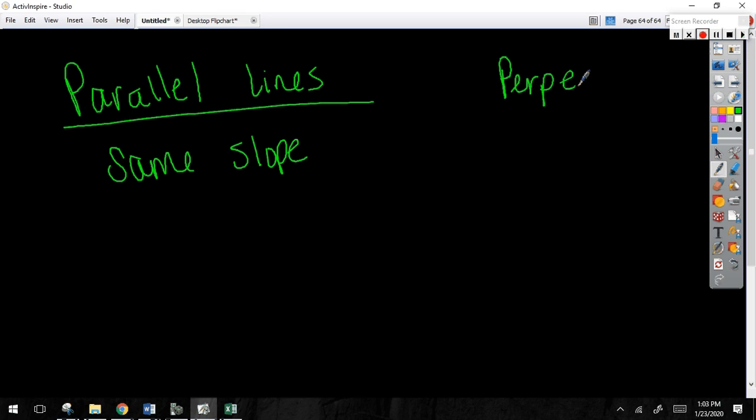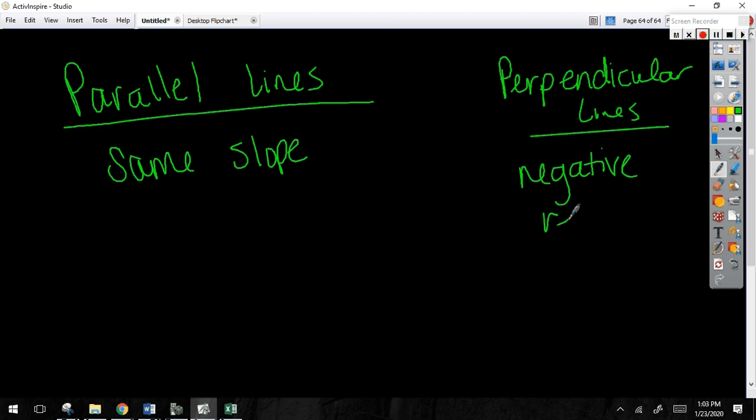What do you know about perpendicular lines? They cross at what? At a point. What's special about the point that they cross at? What's the degree that they cross at? 90 degrees. They always cross at a right angle, right? What do you know about their slopes? Or do you? Yep, they're completely opposite. They are negative reciprocal slopes.